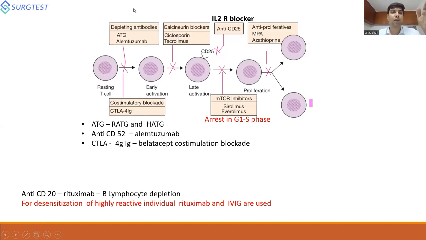So for this to take place, either you deplete the cells with anti-thymocyte globulin or alemtuzumab, or you use a co-stimulatory blockade. Now, what are these words? They're very big words, so to say. In simplicity, ATG is anti-thymocyte globulin. Thymocytes are basically T cells. So anti-T cell globulin, so easy to remember, but it is basically anti-thymocyte globulin.